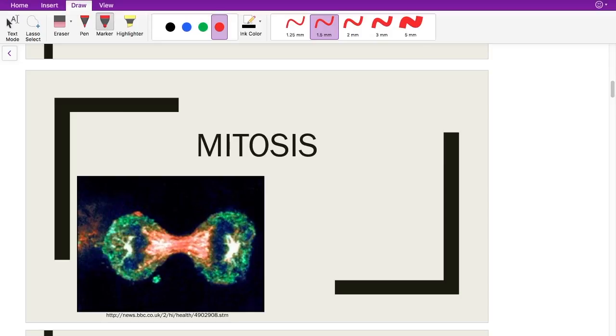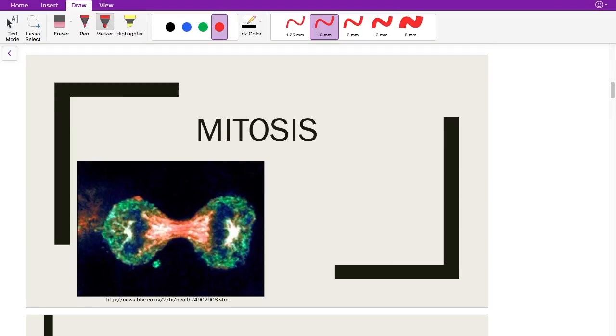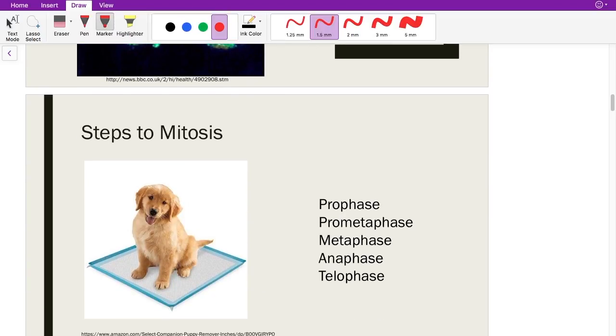To start off, we will be talking about mitosis. When it comes to mitotic cell division, the cell divides to produce two cells called daughter cells. Those daughter cells are genetically identical to the mother cell, so they are an exact copy. To do this, the cell has to go through a few steps. To remember these steps, prophase, prometaphase, metaphase, anaphase, and telophase, you can remember the acronym PPMAT, or like a puppy, PMAT, like this one here.